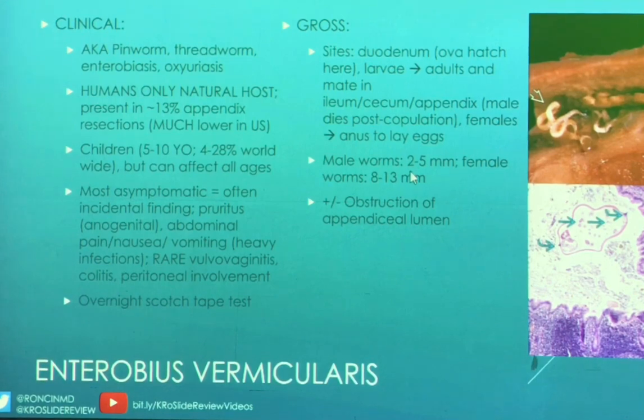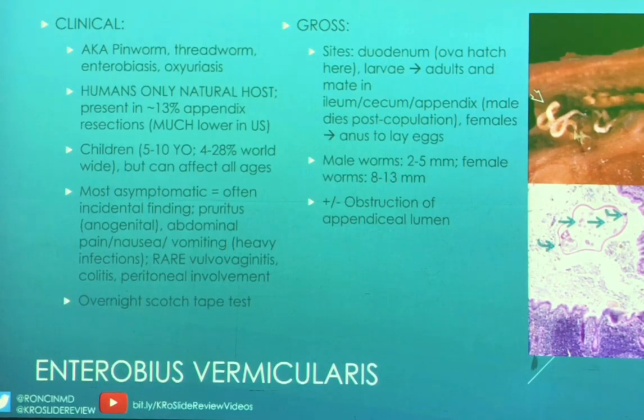And they're much larger than their male counterparts, and the females are the ones that will travel down to the anus, and that's where they lay their eggs. Okay, and these worms can cause so much of a problem. They can actually cause obstruction of the appendiceal lumen, okay? So you can appreciate why that would become symptomatic for the patient and induce appendicitis.